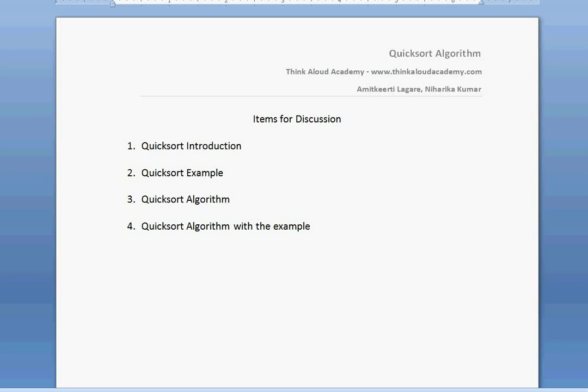In this video, I would like to talk about the Quicksort algorithm. So the items for discussion are Quicksort Introduction, Quicksort Example, the Quicksort algorithm itself, and then we will look at the Quicksort algorithm with an example to illustrate the algorithm.